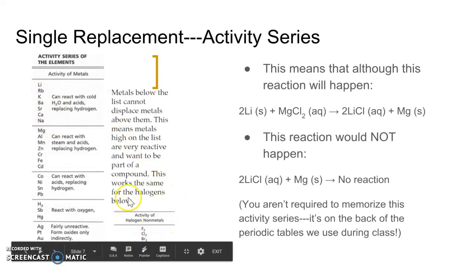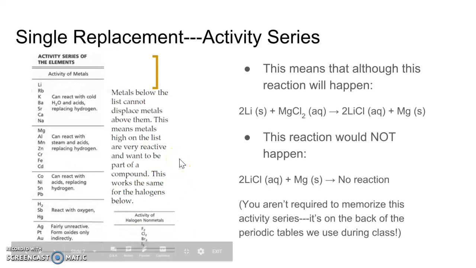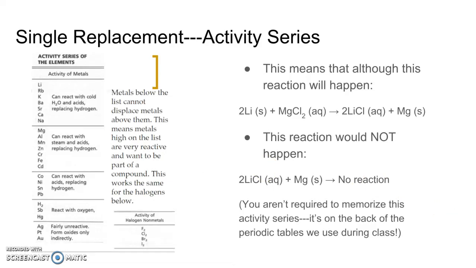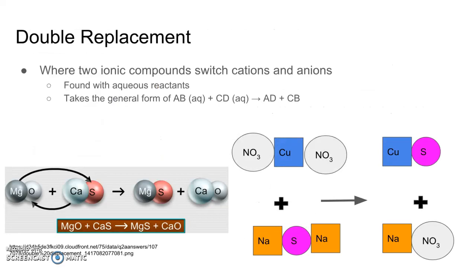This also occurs when we're talking about the halogen nonmetals that are listed down there. If you even look at your periodic table, it's actually pretty clear why these are in the order. You're welcome to take a look at your periodic table as to why fluorine would be the most reactive and iodine would be the least reactive. I do really want to make sure this is clear: you are not required to memorize the activity series. It's already on the back of your periodic tables that we use during class. So please use it. Just get an idea of how you're actually going to use this.